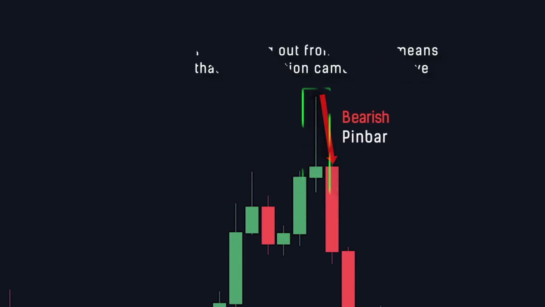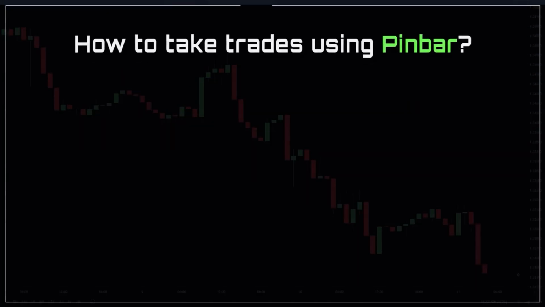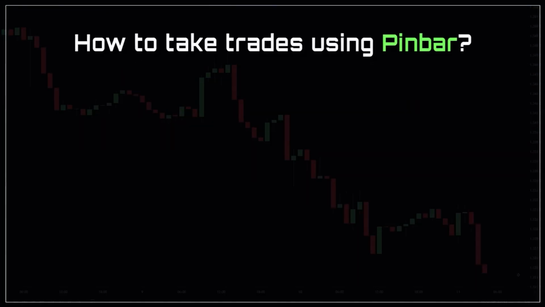Now moving on. How to take trades using the pin bar.